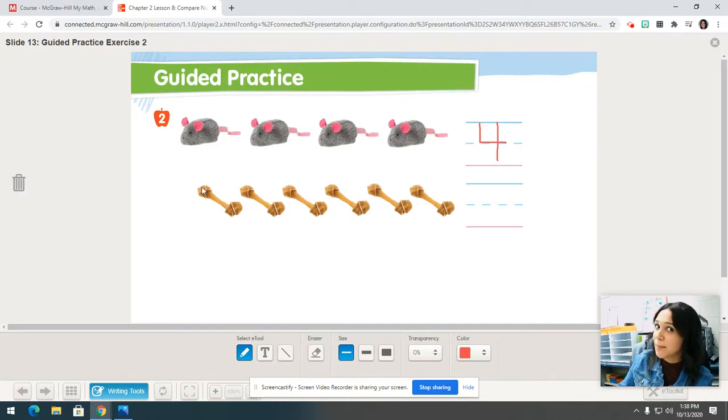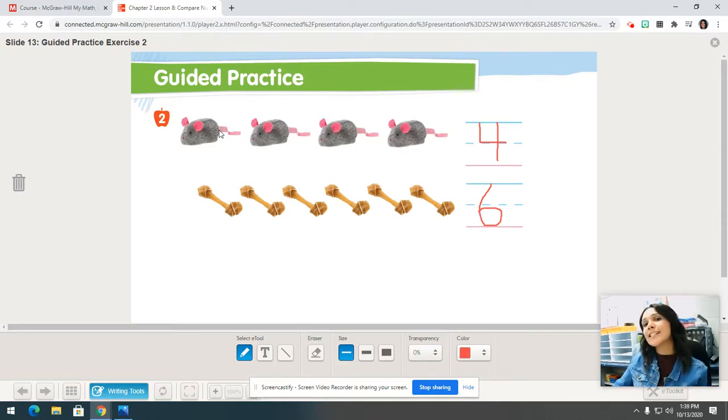Help me count how many bones you see. Ready? 1, 2, 3, 4, 5, 6. We have 6 bones. Let's write the number 6. When we write 6, we say down and around and curl it up. Down and around and curl it up.